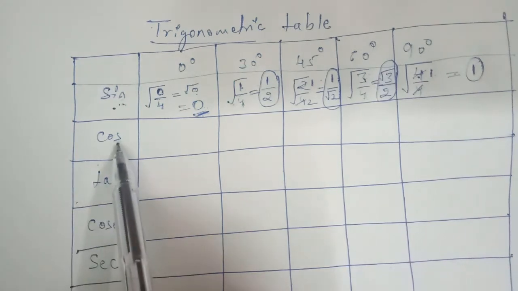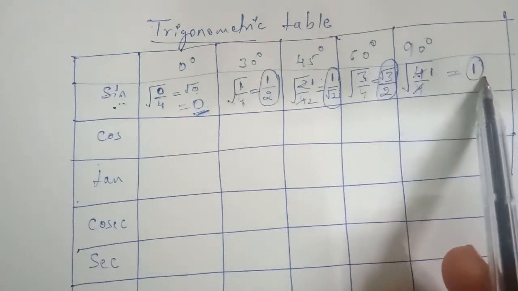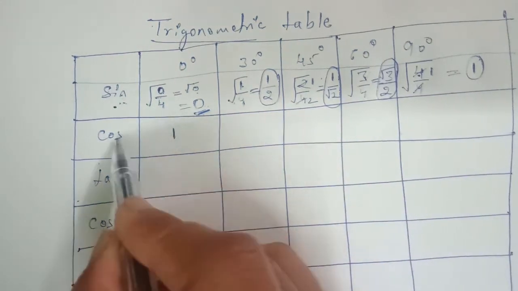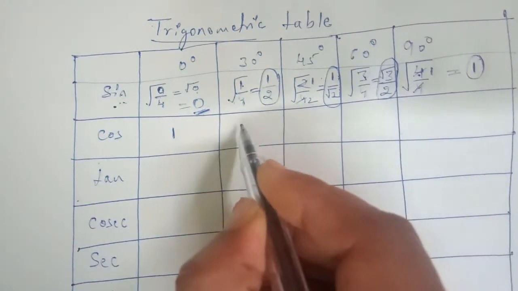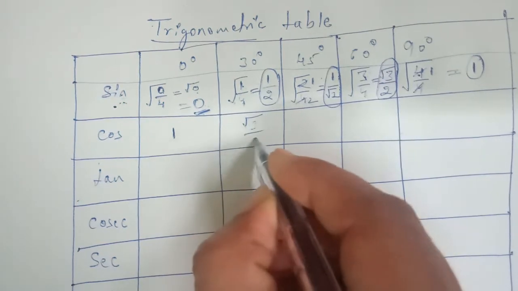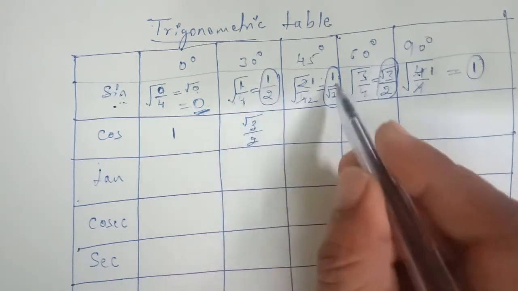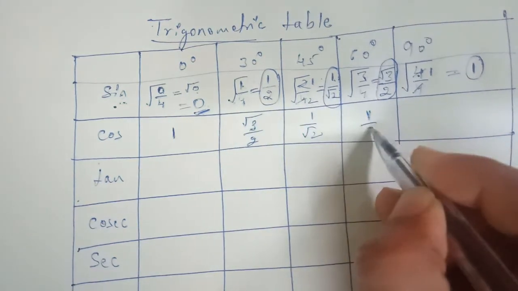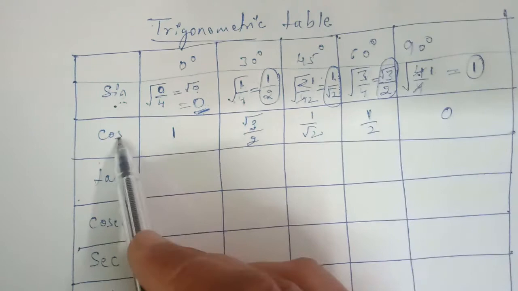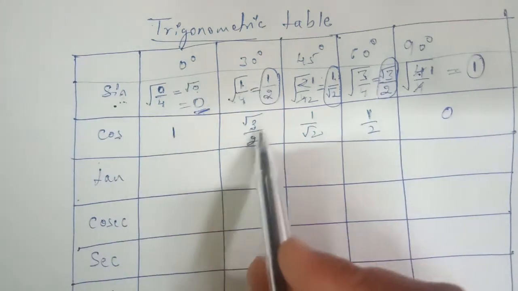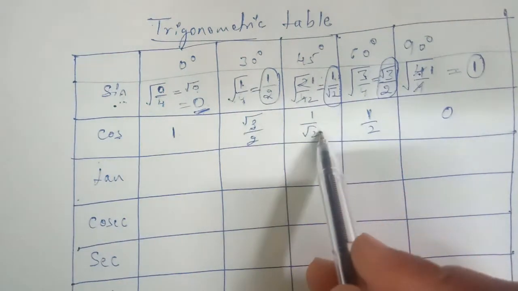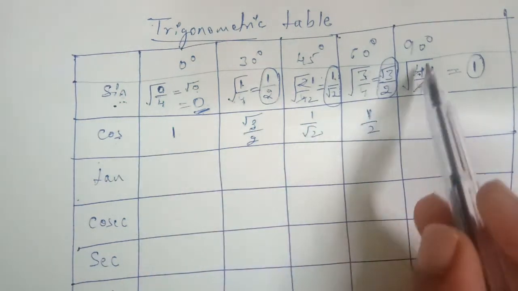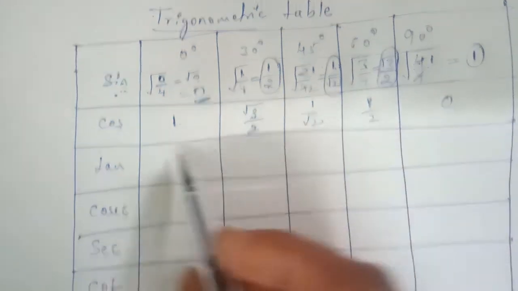When we have to find the value of cos, we'll proceed from backward. So this will become the value of cos 0 degree. Then write it over here, root 3 by 2. Then this will remain same, 1 upon root 2. This value right over here and this is it. It means cos 0 degree is 1, cos 30 degree is root 3 by 2, cos 45 degree is 1 by root 2, cos 60 is 1 upon 2, cos 90 degree is 0.